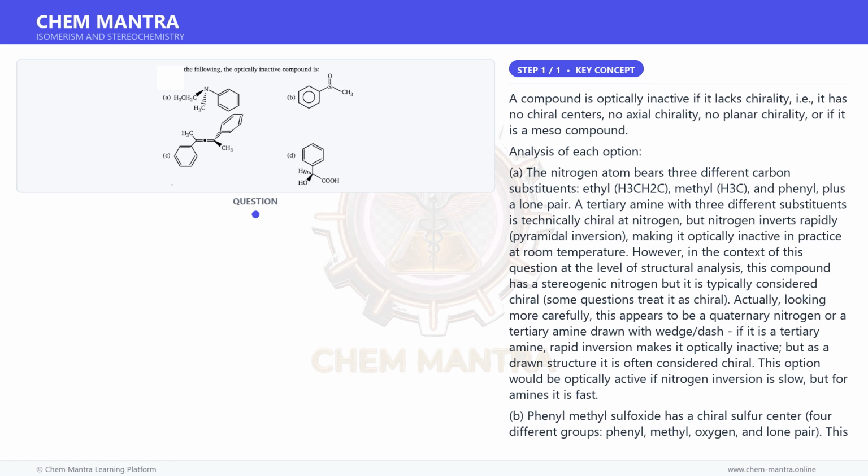B. Phenyl methyl sulfoxide has a chiral sulfur center, 4 different groups, phenyl, methyl, oxygen, and lone pair. This compound is optically active.